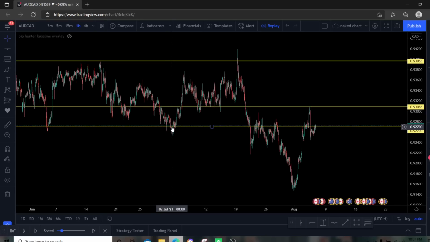If you're really on higher time frames, you can come down to the lower ones and draw in what I call minor support and resistance if you're really struggling.